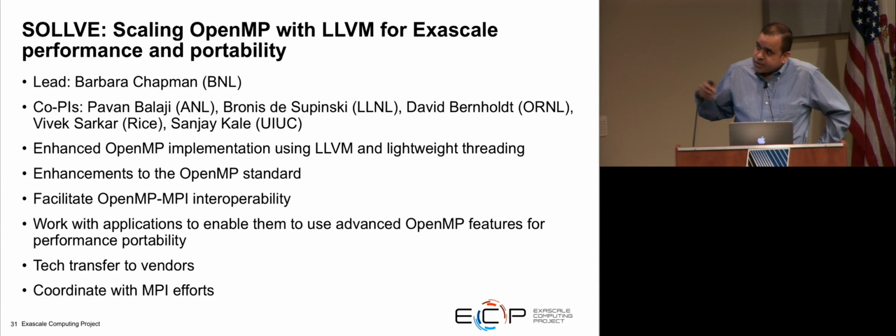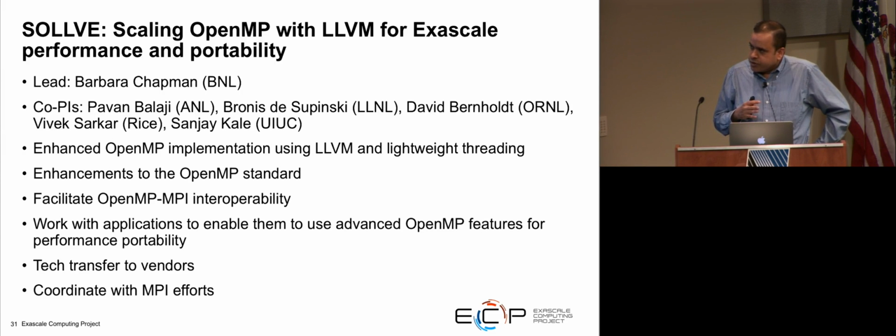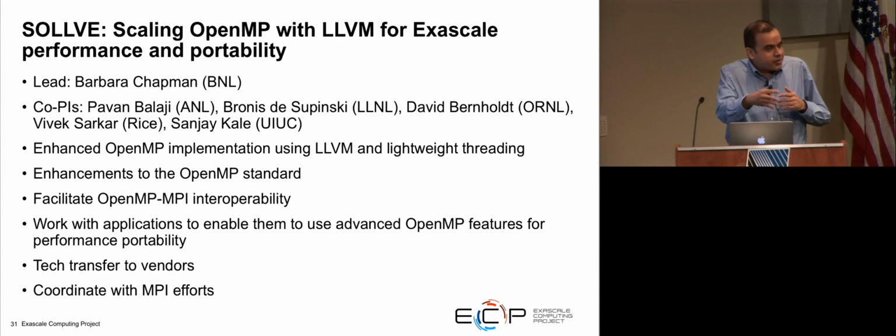So this enhances OpenMP using LLVM and lightweight threading. There are enhancements to the OpenMP standard. OpenMP MPI interoperability is important, and working with applications to use the newer features of OpenMP and also using them in a way that they'll get performance. So you can use OpenMP easily, and you may not get the performance you were hoping for. So there is some additional work needed, and these are the experts. So there's a lot of application interaction there.